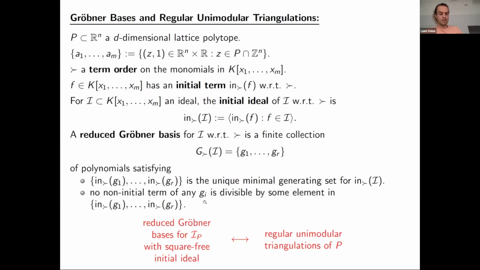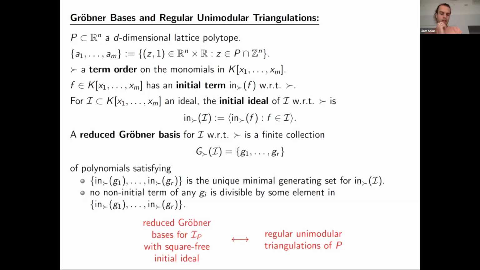If you're familiar with this, this is very old hat. And if you're new to this, then hopefully you at least have some sense of the words that are floating around here now. So it turns out that if you can identify one of these reduced Gröbner bases for this toric ideal with such a square-free initial ideal, meaning there's no squares in these initial terms here, then we've actually identified a regular unimodular triangulation of P.